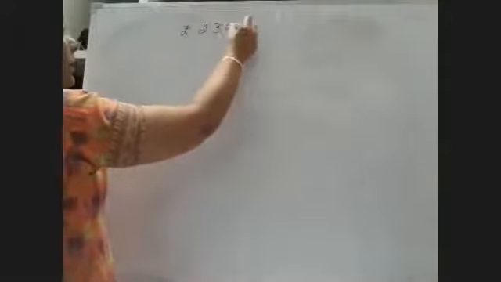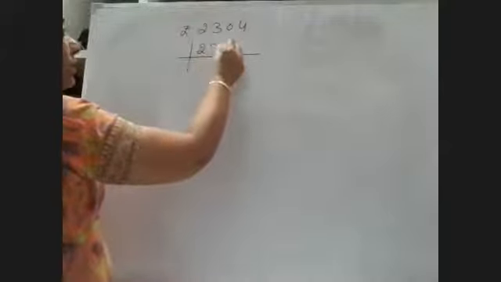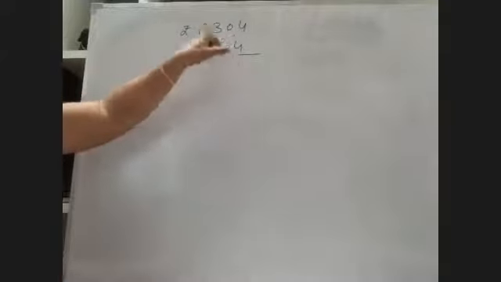2,304 rupees. To find the total number of students, we have to find the square root of 2,304. So, by the prime factorization method, first find the square root of 2,304. Now find the prime factors of 2,304. As you know, the last digit is 4 and this is an even number.